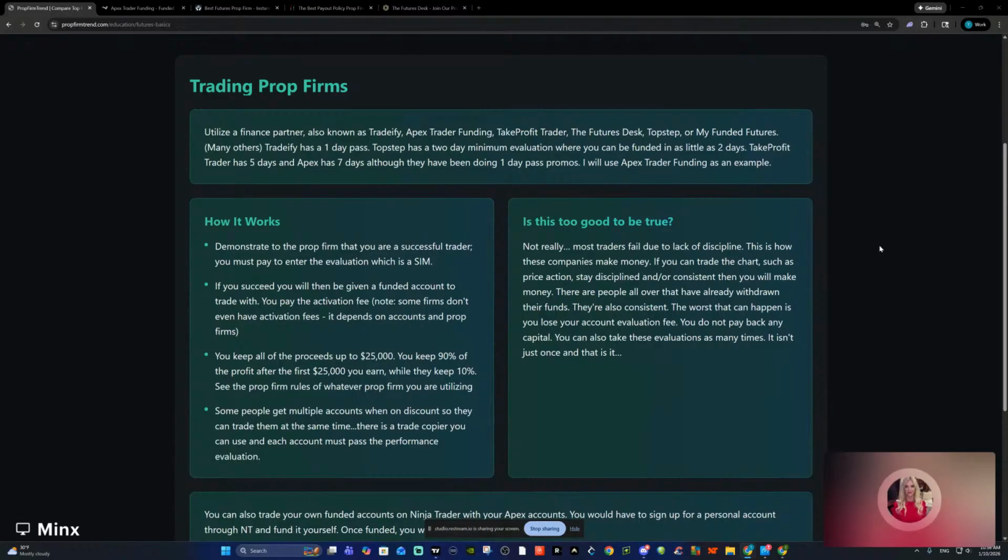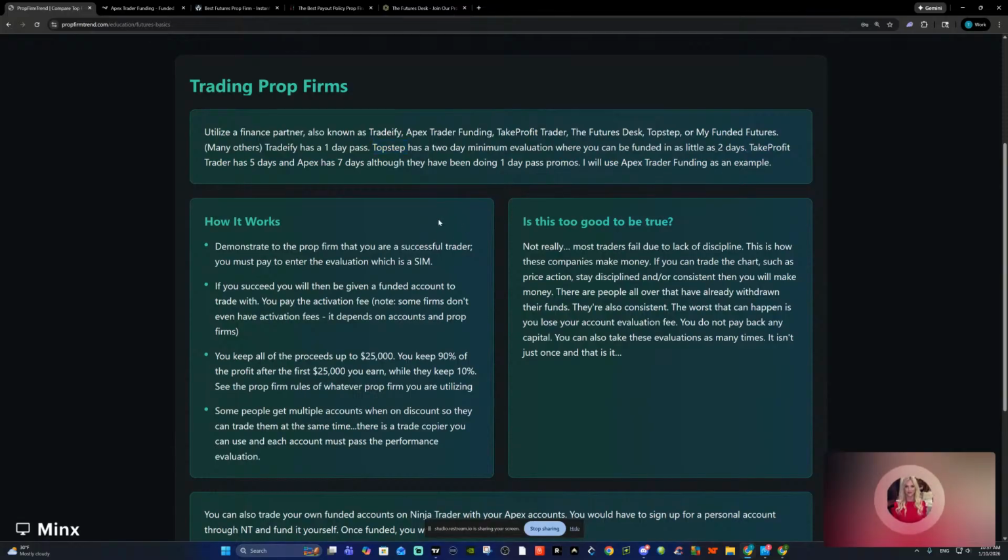They all have different specifications, but I'm just going to use a few of these to show you guys the difference. For example, Tradeify and Lucid Trading have a 1-day pass. So does Apex. Top Step has a 2-day minimum evaluation where you can be funded in as little as 2 days. Take Profit Trader, for example, has a 5-day evaluation. However, once you pass, they have daily withdrawals, whereas with Top Step, for example, you have to trade for at least 5 days before you can start to get a payout. So as you can see, they're all a little different, right? It just depends what works for you.